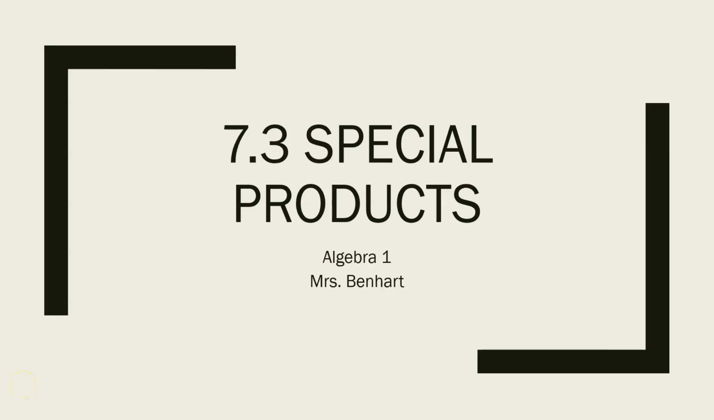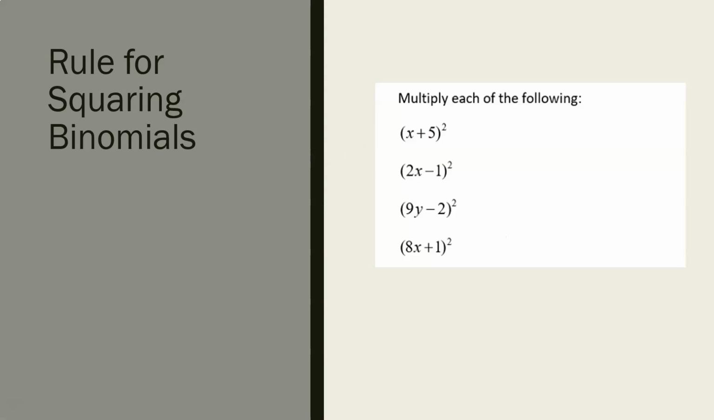This is section 7.3, special products. So we're going to talk about the rule for squaring binomials. I want you to go ahead and multiply each of the following. The quantity of x plus 5 squared.